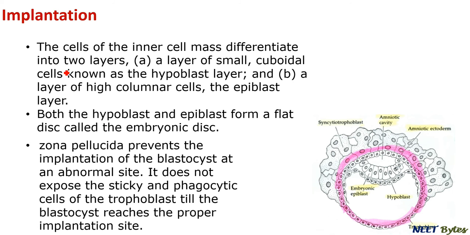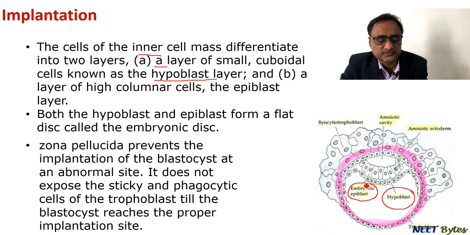Now the cells of the inner cell mass differentiate into 2 layers: a layer of small cuboidal cells known as hypoblast, and a layer of high columnar cells known as epiblast. Both the hypoblast and epiblast form a flat disc structure called the embryonic disc. So these together form the embryonic disc.